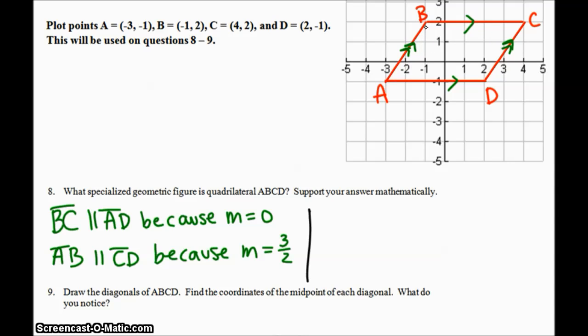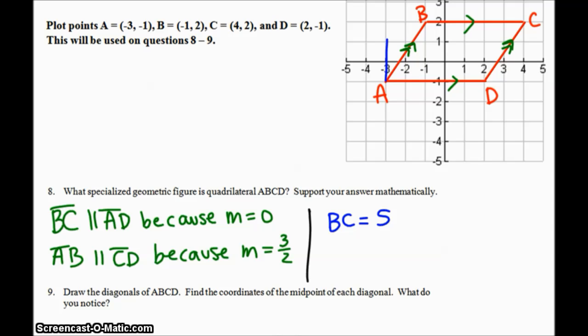Therefore, it's not going to be a square or rectangle. So let's go ahead and check and see. Is AB equal in length to BC? Well, BC's length is easy to count. We just go 1, 2, 3, 4, 5. So the distance of BC is 5.